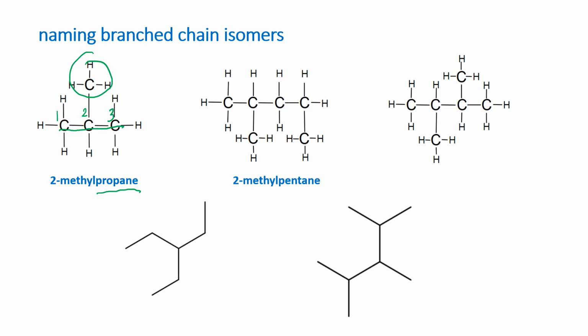So 2-methyl pentane. I'm identifying the longest continuous chain. Not the longest straight chain, the longest continuous chain. So that's 1, 2, 3, 4, 5 carbons. But we're always going to number so that the side group is positioned on the lowest possible number. So that's 1, 2. So methyl pentane, 2-methyl pentane. Moving on to the next one.